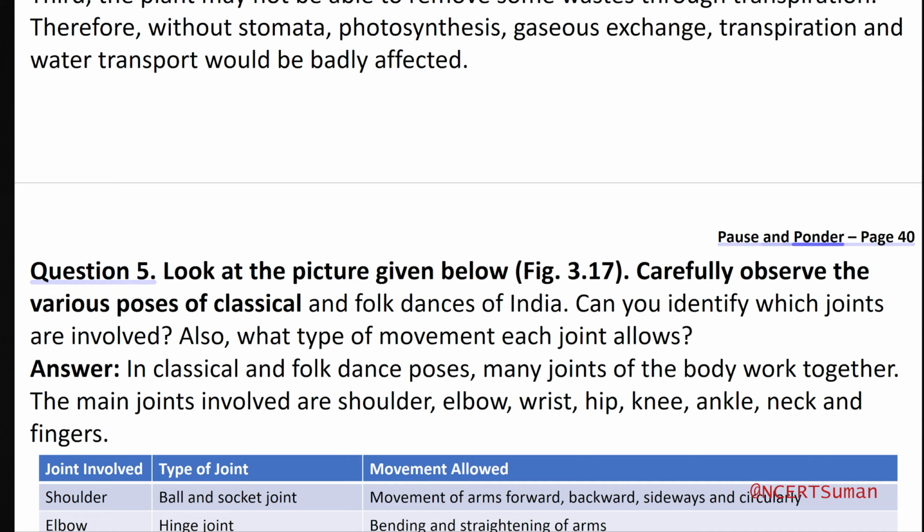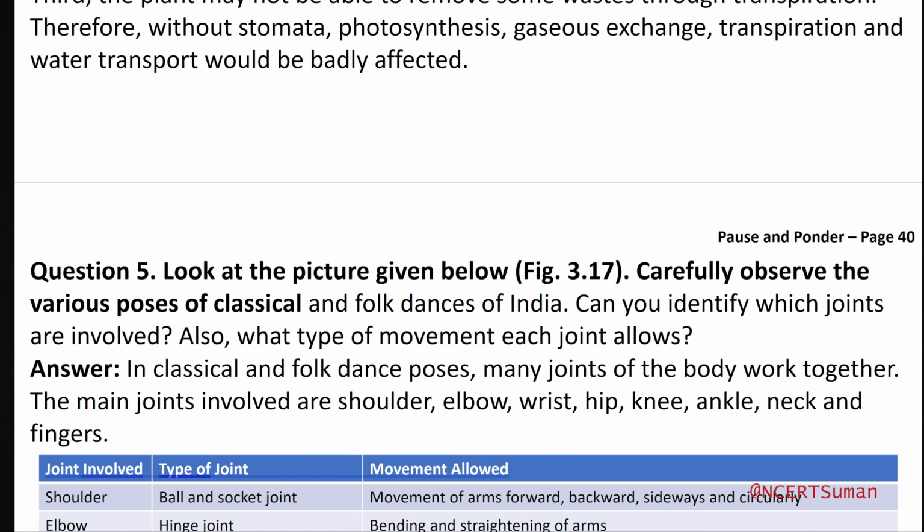Pause and ponder, page 40, question 5. Look at the picture given below, Fig 3.17. Carefully observe the various poses of classical and folk dances of India. Can you identify which joints are involved? Also, what type of movement does each joint allow? Answer: In classical and folk dance poses, many joints of the body work together. The main joints involved are shoulder, elbow, wrist, hip, knee, ankle, neck, and fingers.